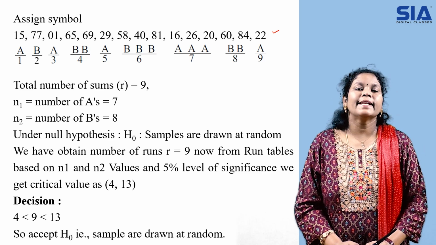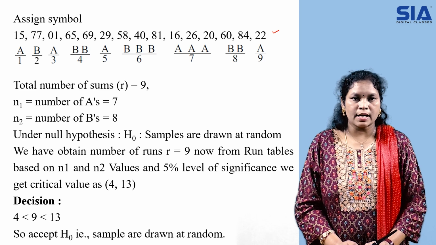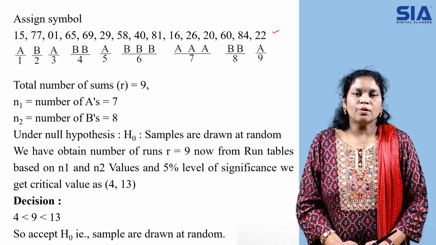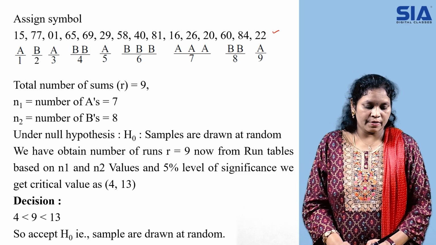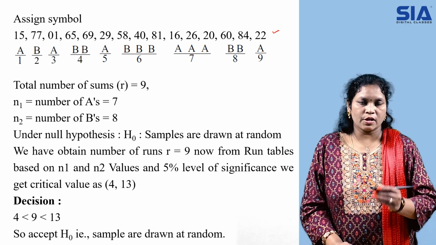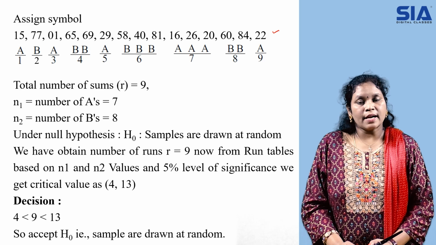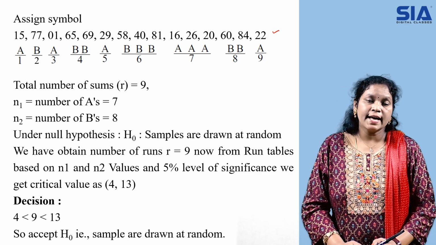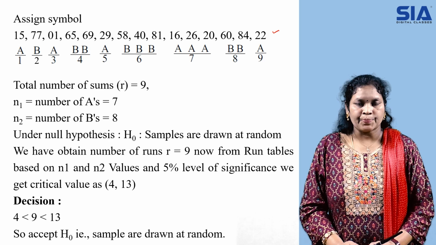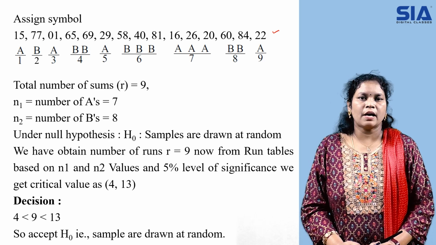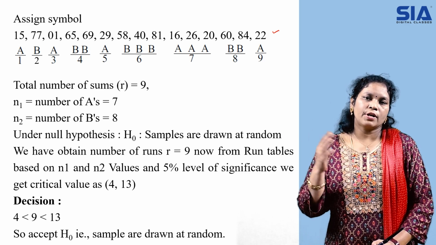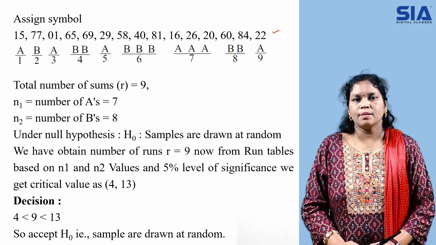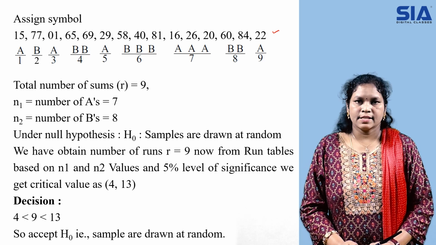Now let us assign the A and B symbols. How to assign them: just now we found the median, right? If a value falls below the median, meaning less than 40, assign A to that value. And whatever value is above 40 or exactly 40, assign the B symbol to the data. Now let us assign them.